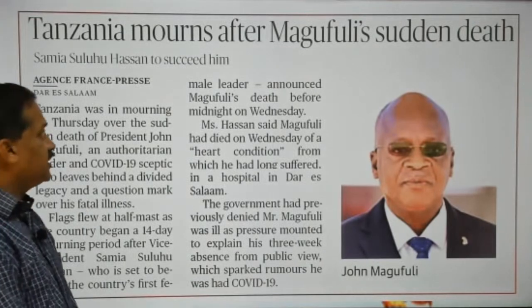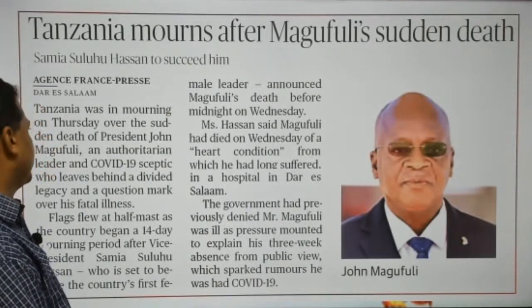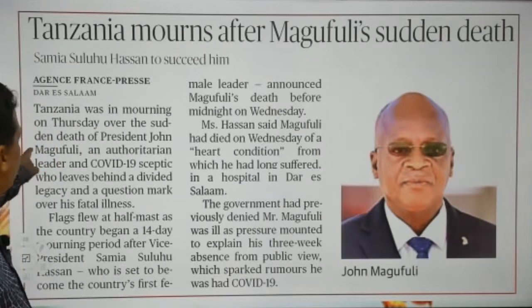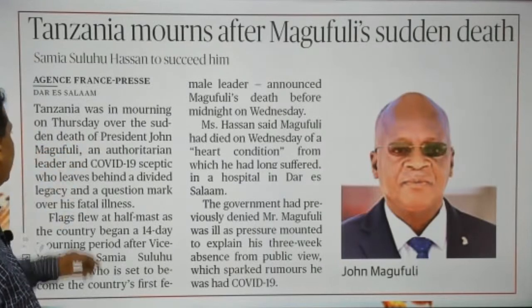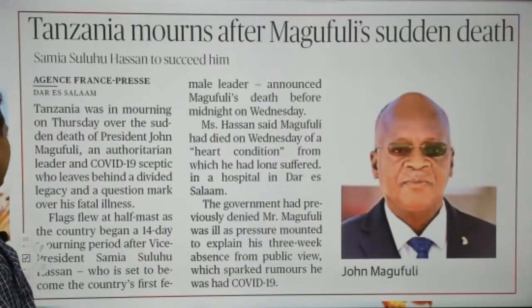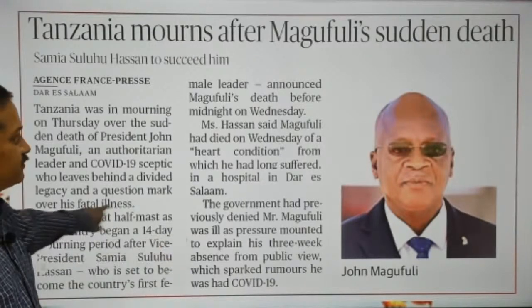Tanzania mourns after Magufuli's sudden death. Tanzania is mourning over the sudden death of President John Magufuli, an authoritarian leader and COVID-19 skeptic who leaves behind a divided legacy and a question mark over his fatal illness.